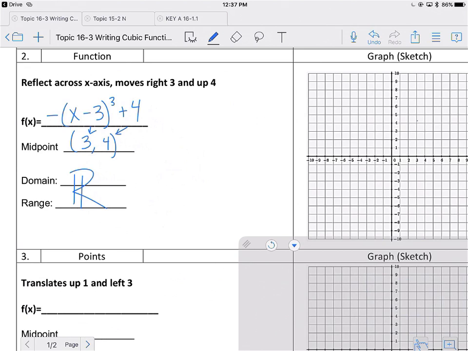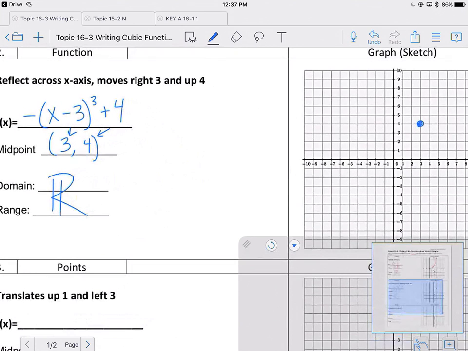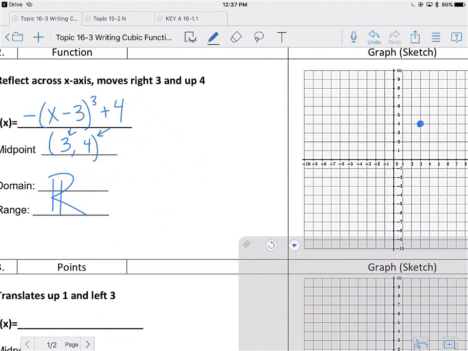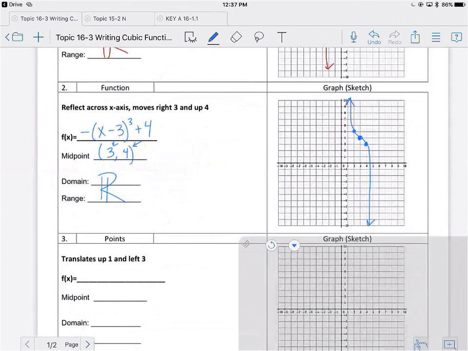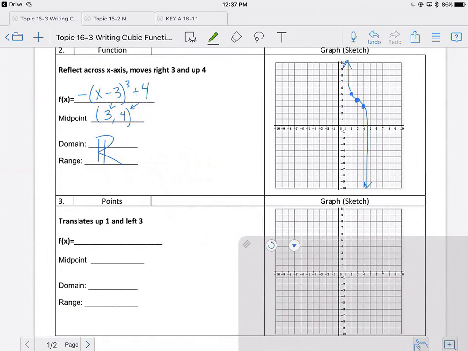So we start at 3, 4. So it moves to the right 3 and goes up 4. That's my midpoint. From here I use my 1, 1, 1, 1 and I reflect it. So I go right 1, down 1, left 1, up 1. And make sure I draw a squiggly. So note the difference between 1 and 2. One of them is reflected and one of them is not. So make sure your reflections are going down the graph and your not reflections, your plain positives, are going up the graph.